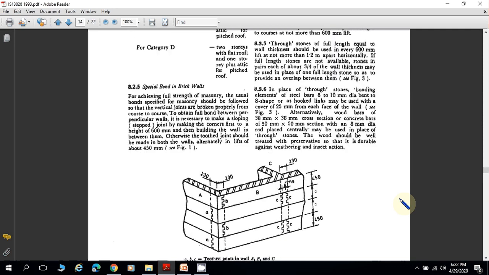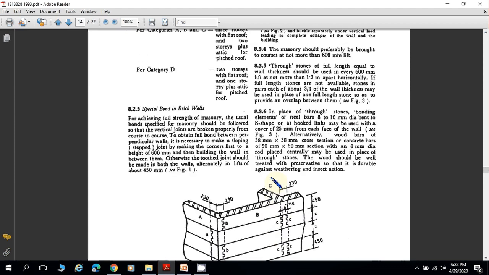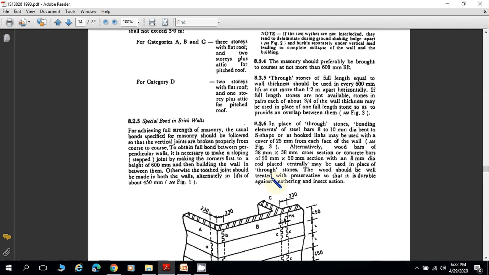Special bonds in brick walls are to be provided at the joints by making the corner first to a height of 600 mm and building the wall between them. So special types of joints are to be provided. These are shown here, A, B, C, toothed joint in walls A, B, C. So here the 3 walls A, B and C are being constructed, in which special types of joints are to be provided, so that all the walls will act like a single unit.